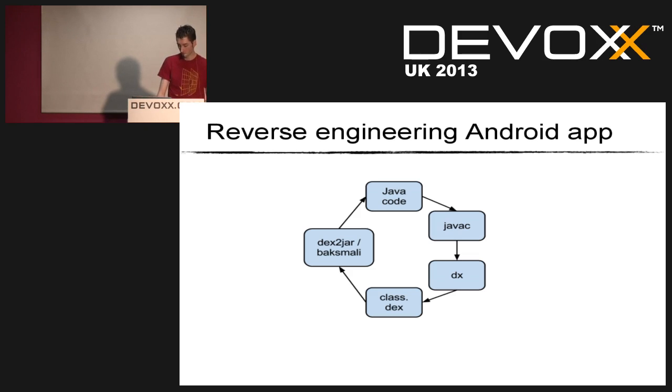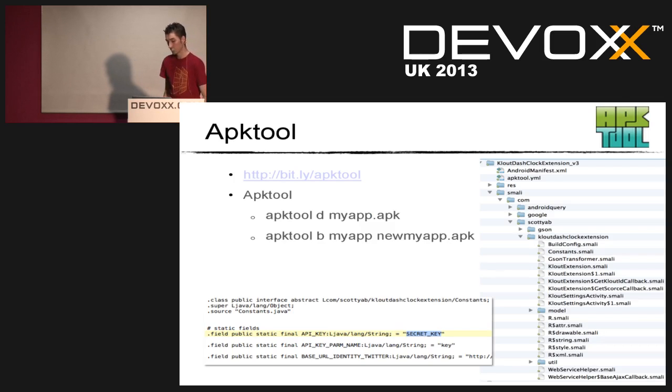If you're just starting out in this and you want to have a quick go, APK tool is a really easy to use APK reverser, and it's a combination of a couple of different tools, assemblers, disassemblers, and XML deserializers. This is an app that I wrote.